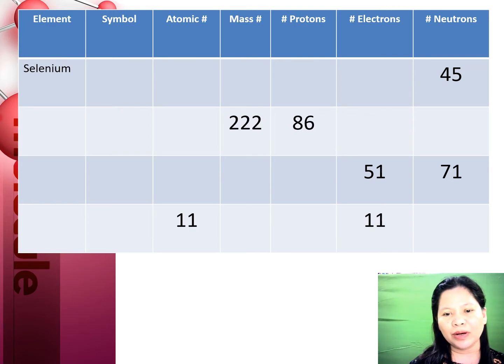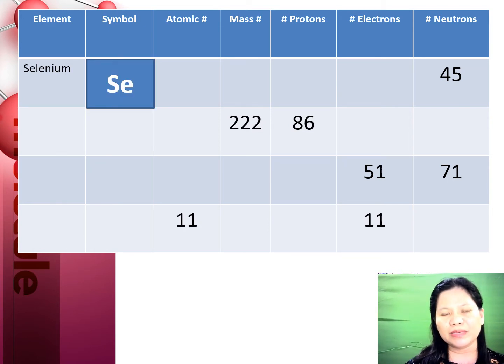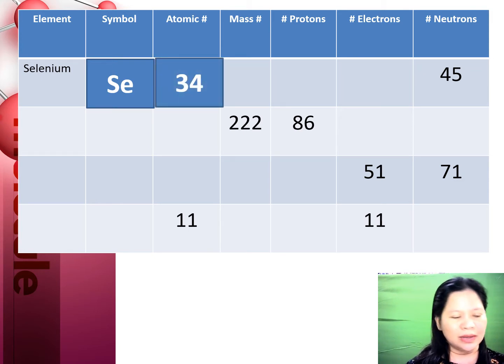Here is an example of the subatomic particles. When I say subatomic particles, we are referring to the atomic number, the mass number, the number of protons, the number of electrons, and the number of neutrons. So I have here a sample of selenium. The given is neutron is 45. If you look at your periodic table, selenium's symbol is Se. So the atomic number is 34.